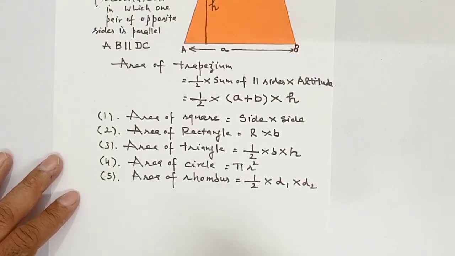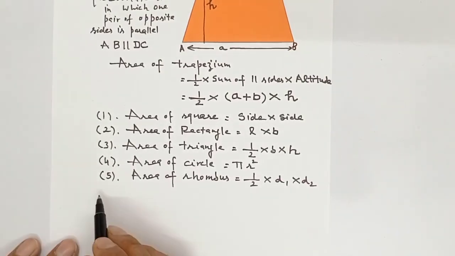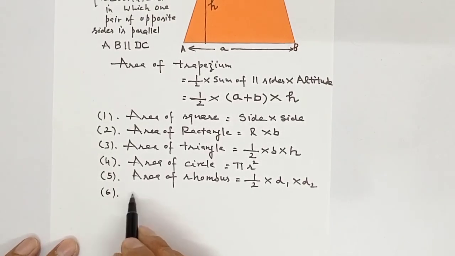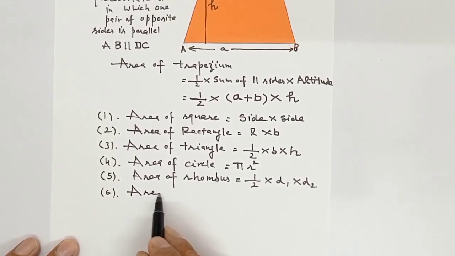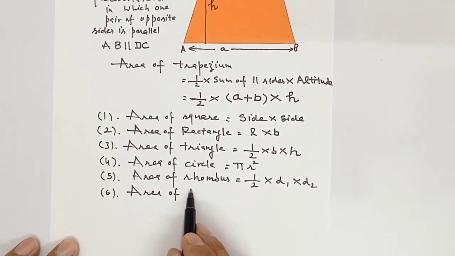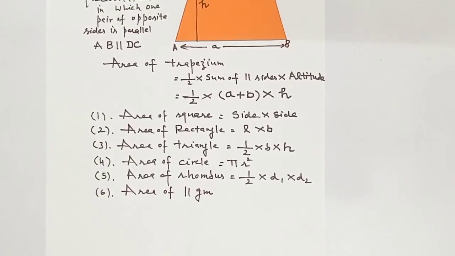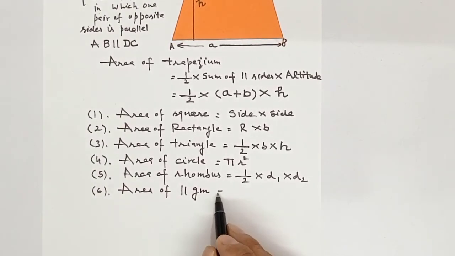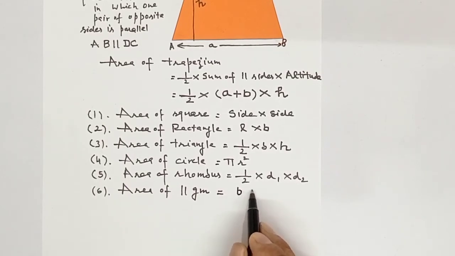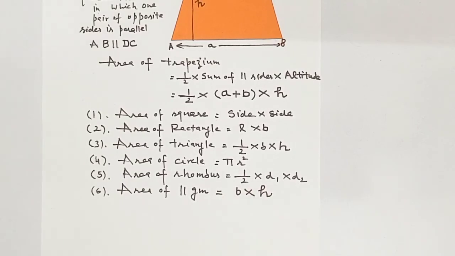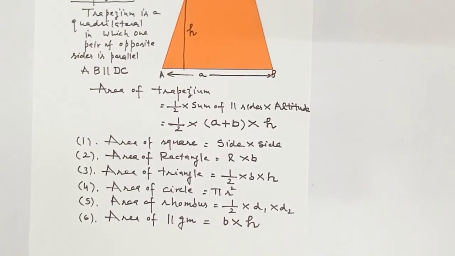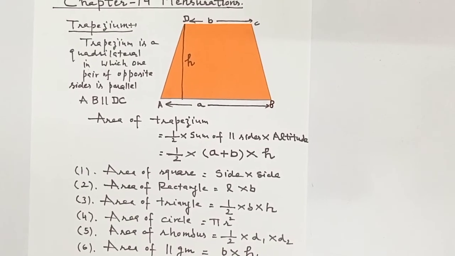Then area of trapezium I have already written. One is area of parallelogram also. Area of parallelogram. Parallelogram is a quadrilateral in which both pairs of opposite sides are parallel and equal. So it is base into height. So more formulae we will keep on discussing side by side when we will be doing the worksheets.